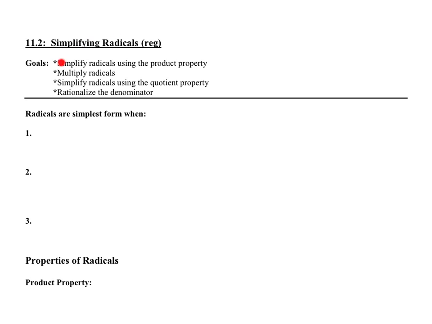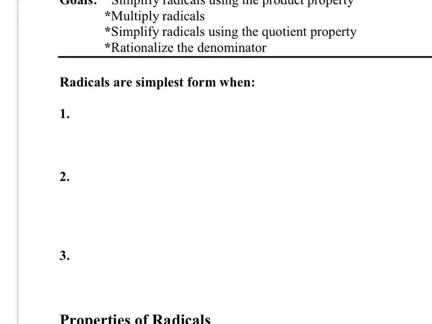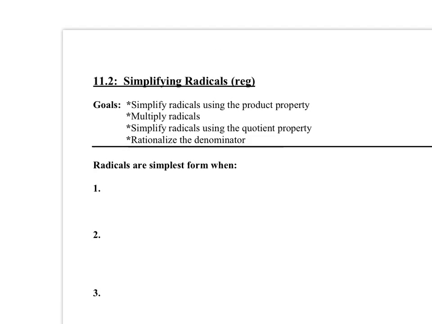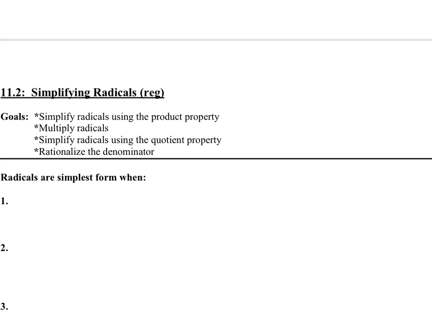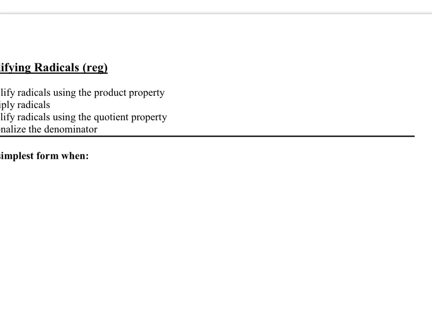In this notes walkthrough, we'll learn how to simplify radicals using the product property and the quotient property, and we'll also learn how to rationalize the denominator. So the first thing we have to talk about is perfect squares. Perfect squares are any number whose square root is an integer, so not a decimal. So if you know the square root of that number, it's going to be part of your perfect squares.